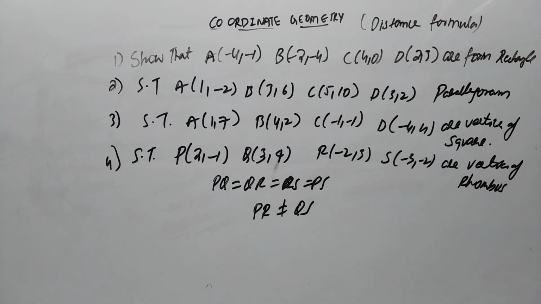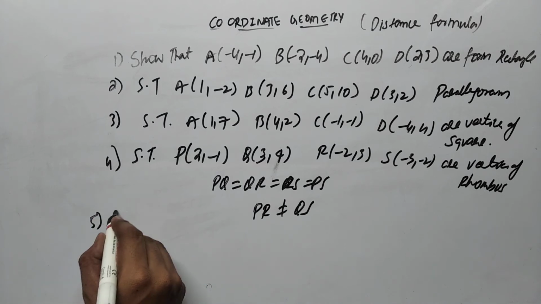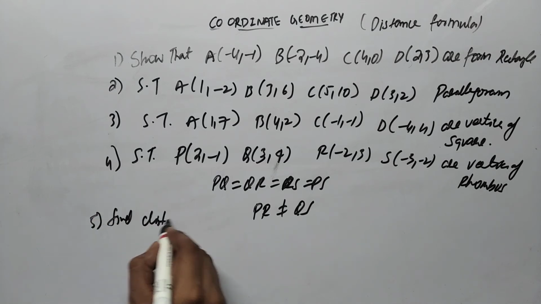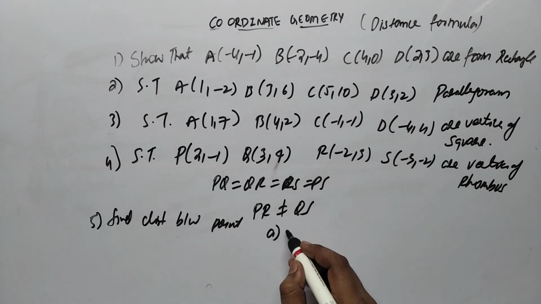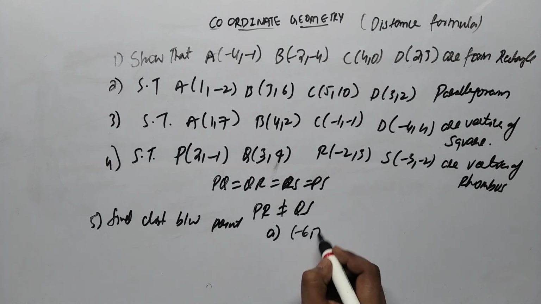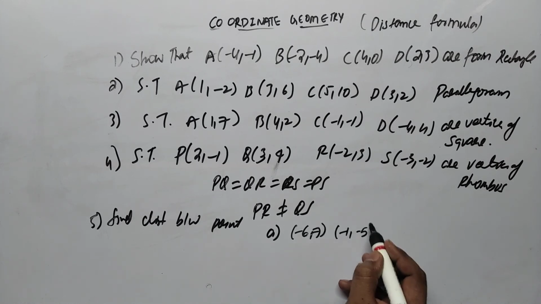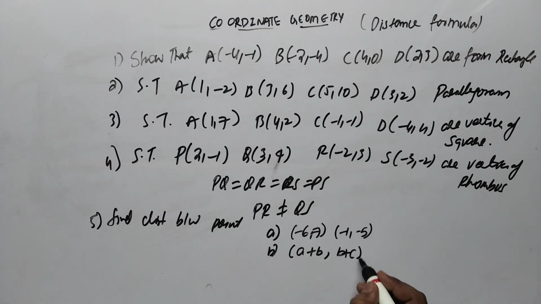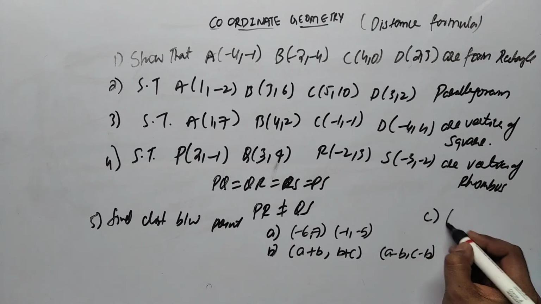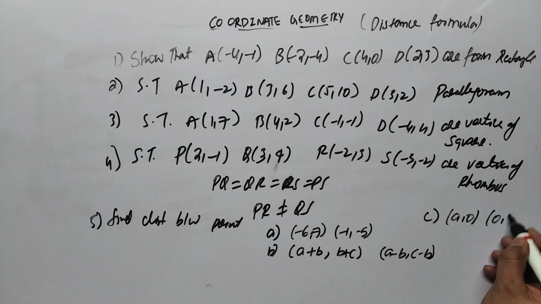I am also giving you some other questions. You need to find the distance. The fifth question is to find the distance between points. The first points are (-6, 7) and (-1, 5). The second points are (a+b, b+c) and (a-b, c-b). Next, the points are (a, 0) and (0, b).